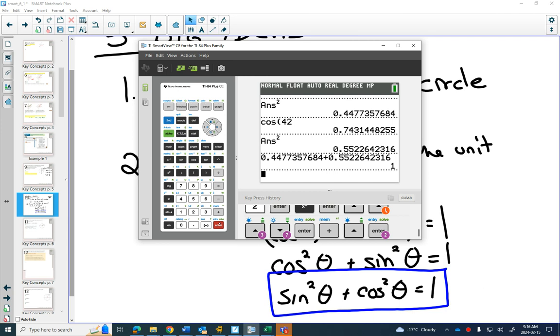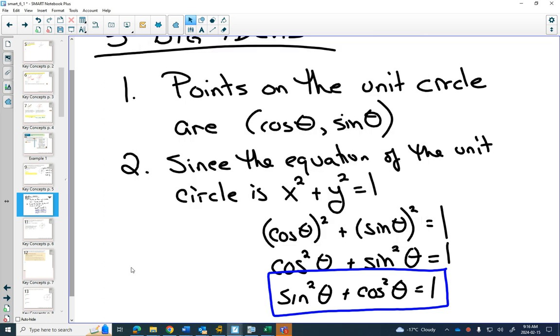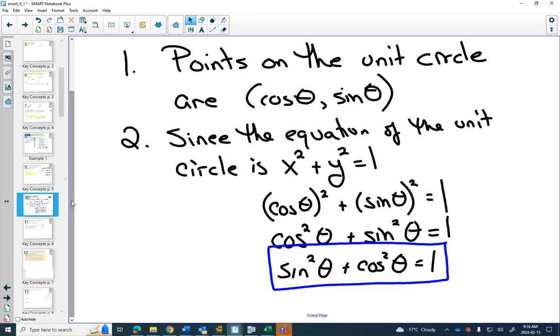It doesn't matter what angle I have. Sine of 13 degrees, all squared, plus cos of 13 degrees, all squared, will always equal 1. This is super important and comes up a lot in higher level math, and so it becomes our second big idea. And our third big idea is with tangent.